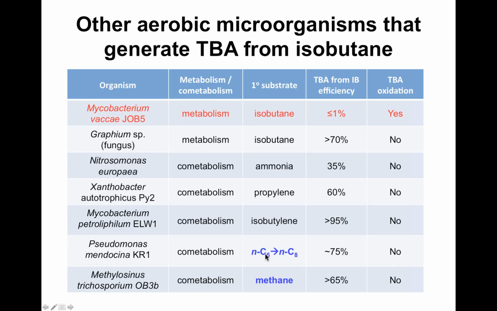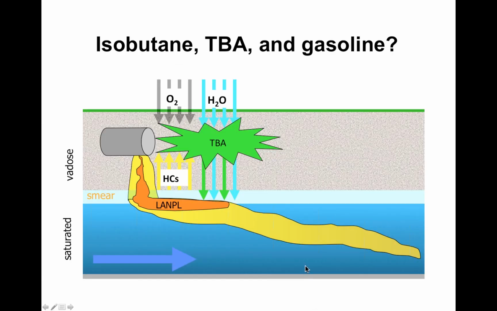So I bring two of these particular types of organisms to your attention. Number one, I've got down here Pseudomonas mendocina KR1. This is an organism that grows on gasoline range alkanes. And secondly, Methylosinus trichosporium OB3B, which is a classic methanotroph, which grows on methane. So I want to just give you a couple of examples or schematics about where this might be significant. We'll start with the gasoline one, I think.